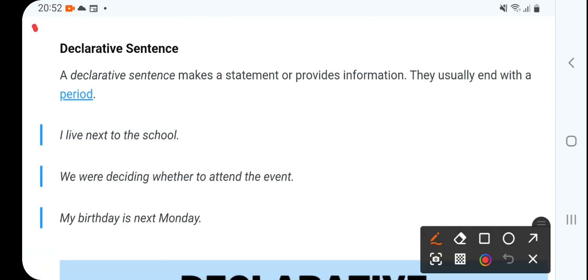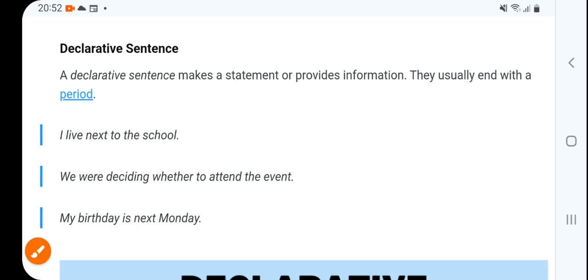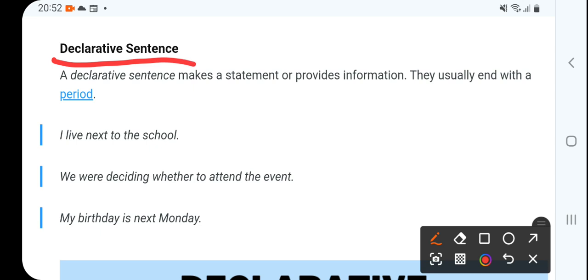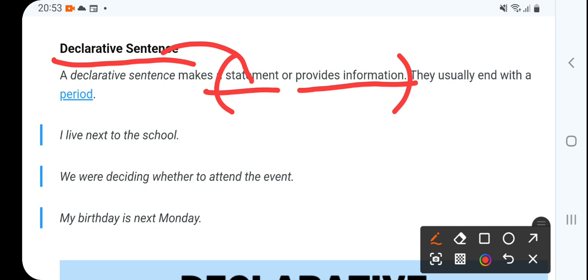First is declarative. The declarative sentence makes a statement or provides information. They usually end with a period or full stop. Declarative sentence means that it declares something. A statement means some message or information. So when a sentence becomes a statement, it means there is a specific message.